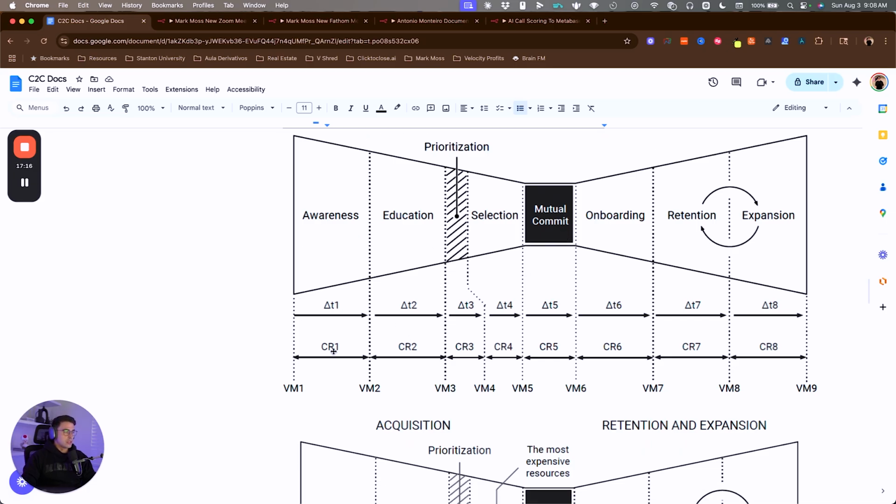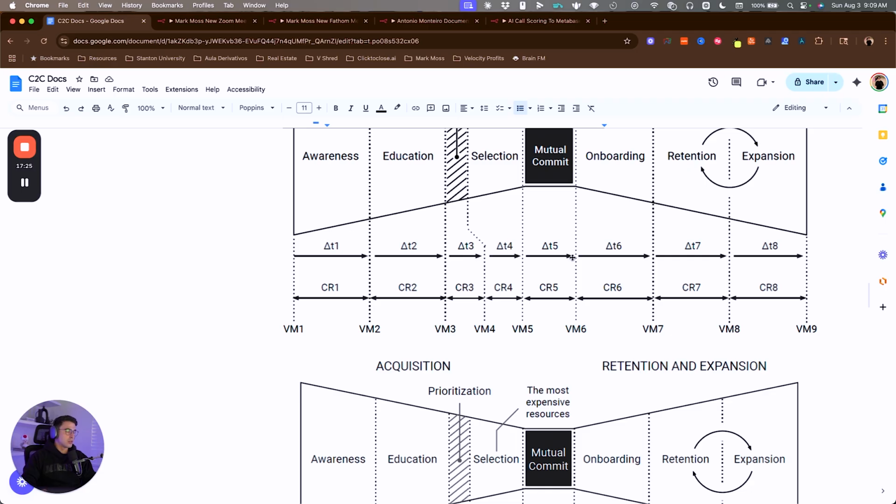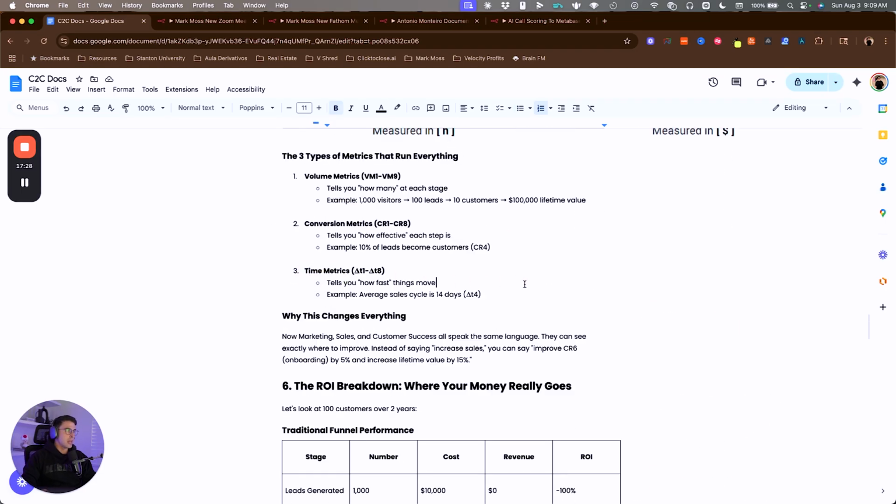So all of these are the conversion metrics that sit in between these funnel steps. And then the time metrics are also very important, so you understand what your total sales velocity is, right? So time averages tell me how fast things move, like an average sales cycle of 14 days.